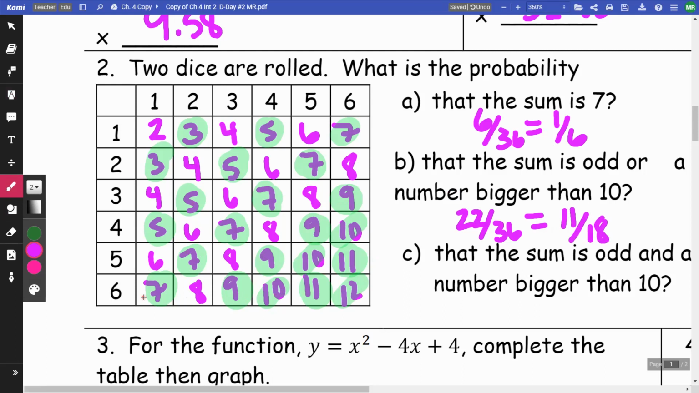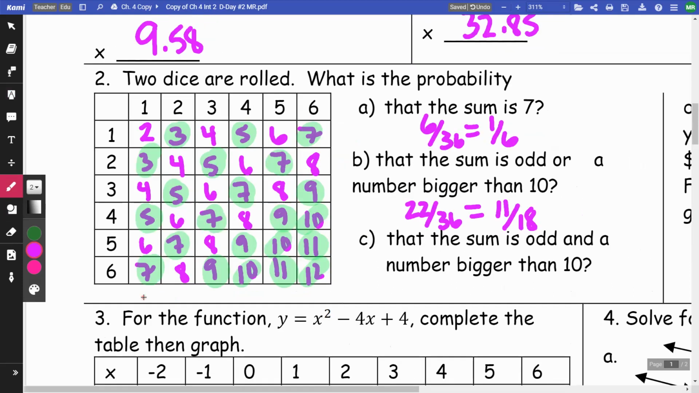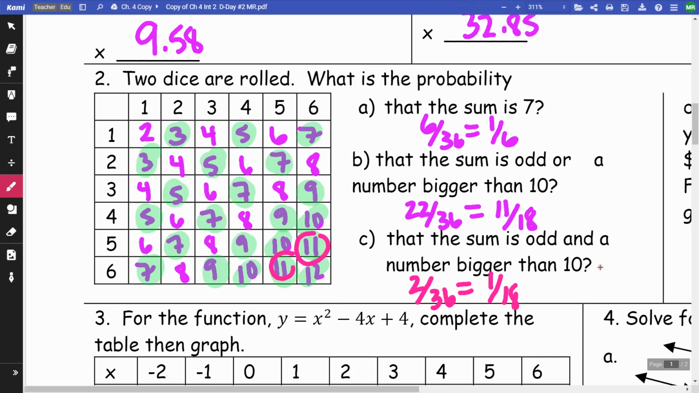What is the probability that the sum is odd and a number greater than 10? Okay, so odd and a number greater than 10. So this is an odd and greater than 10. So hold on. So that's really just going to be 11 and 11. So that's 2 out of 36 or 1/18. Okay.